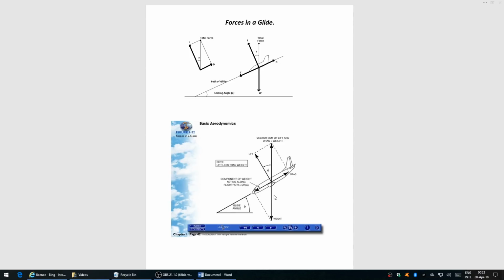So it's a component of the weight acting in opposition to the drag, and that's why in a glide the aircraft is going down. So these are the forces involved. We've got weight, lift, drag, and a component of the weight pulling forward, opposing the drag.